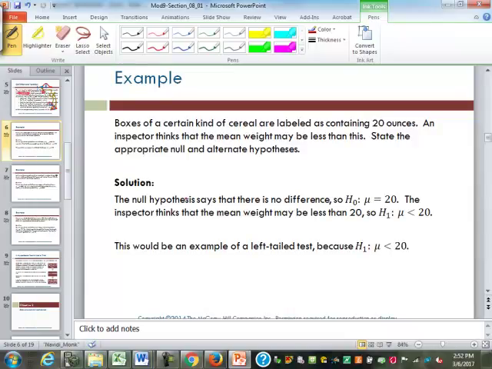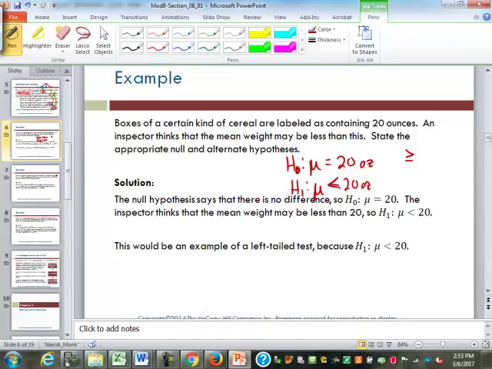Now the inspector thinks it's going to be less, but the inspector's testing. So the null hypothesis, H0, is always to claim that the status quo is just fine. So that the mean is equal to 20 ounces. Now technically, some books would say greater than or equal to, so it's at least 20 ounces. This book does it this way. It's implied, and I'll show you why here in a second. So the alternative then is that the mean is less than 20 ounces.